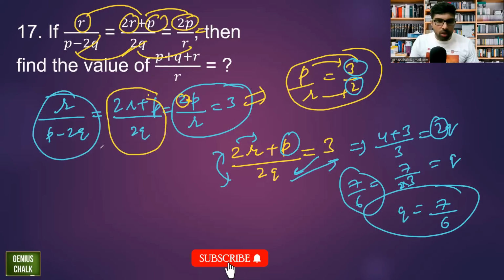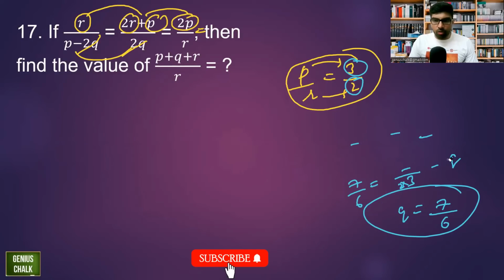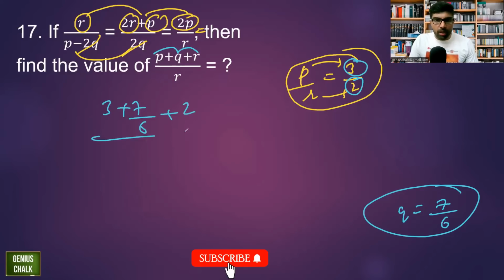So now what is the ratio? P plus Q plus R by R. Because ratio we have got and ratio itself is asked. So P, now I'll wrap all of these. P plus Q plus R by R. So what is that? Let's try to solve. PQR we have got as 3, 2 and 7 by 6. So P plus Q plus R, it is 3 plus 7 by 6 plus 2 by 2.